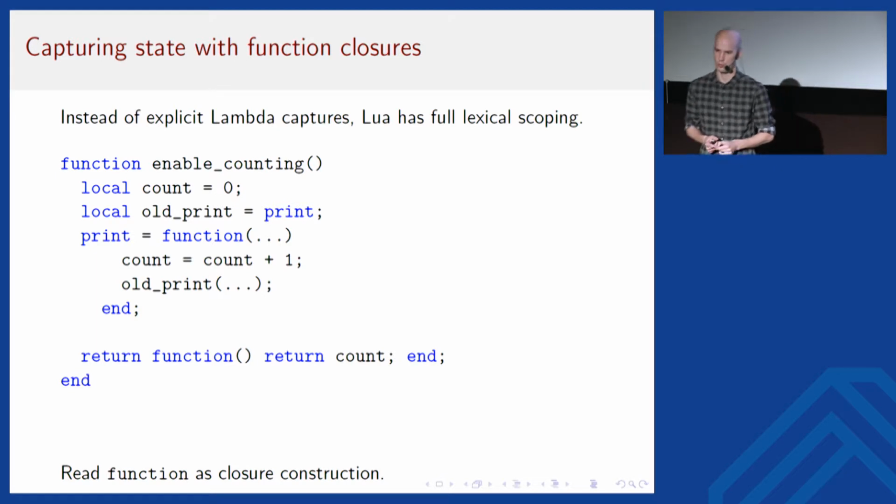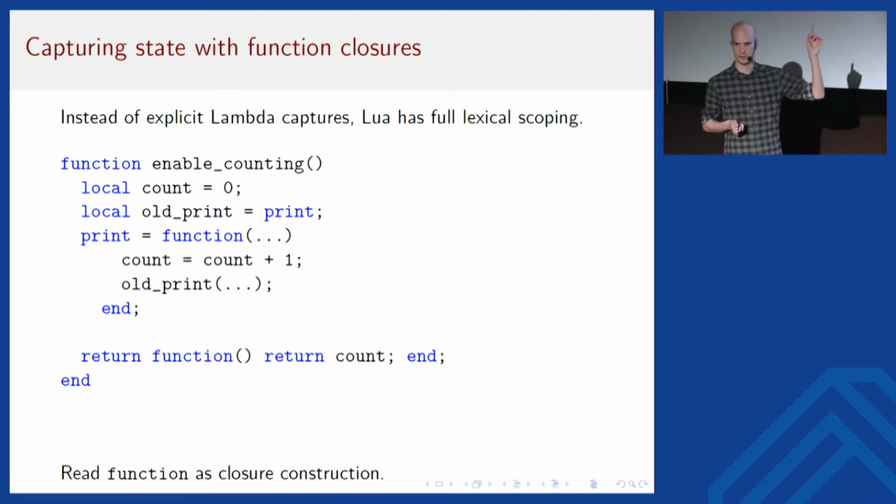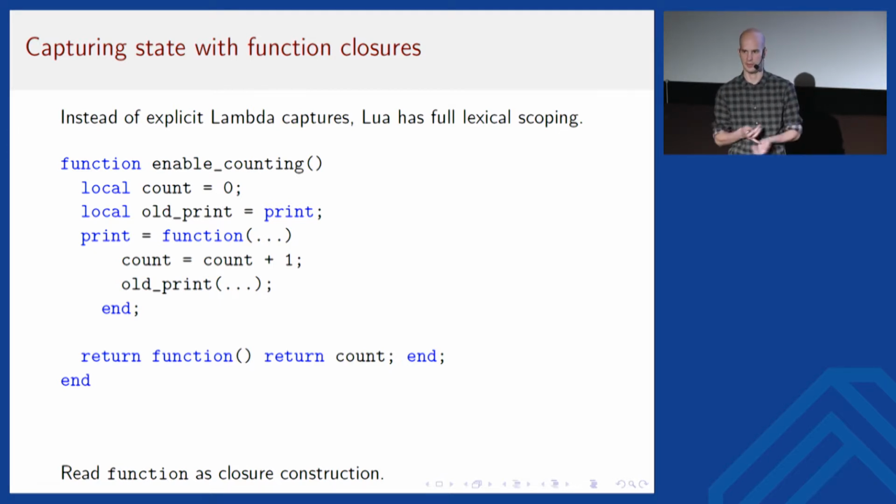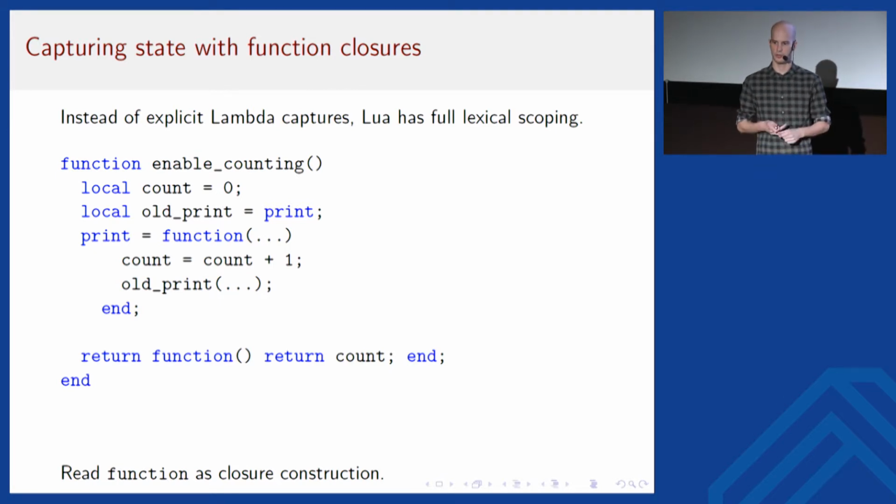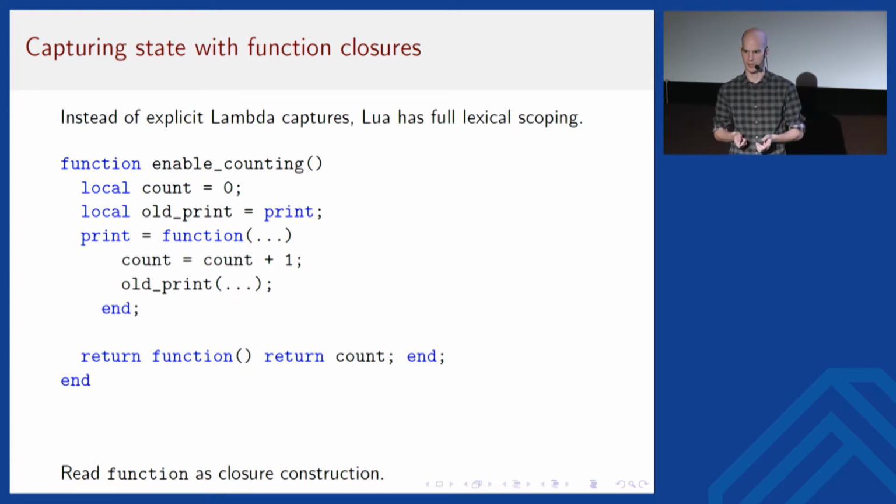Because of this, functions can capture state implicitly at any time. That means whenever you read the keyword function, you should read that as closure construction, because of this amount of state that might have to be captured by the function. It might need to allocate memory, which might need to be garbage collected later. So there is some potential cost associated with that. Whenever the control flow passes over the function keyword, keep in mind that it might do something like that.